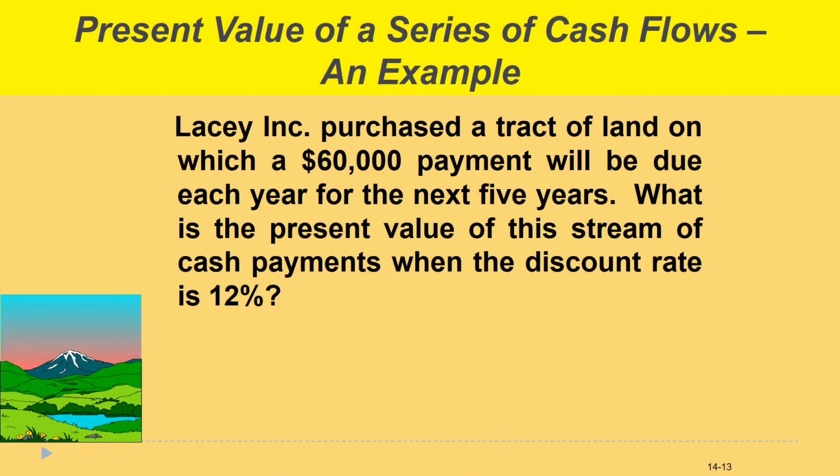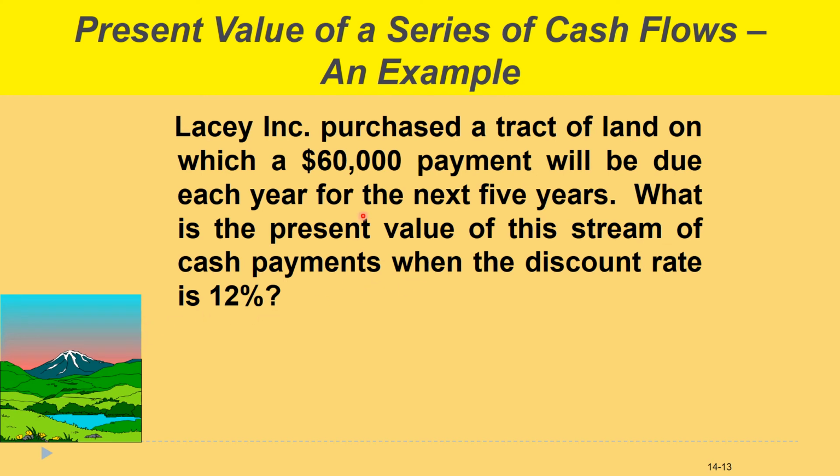So the present value of a series of cash flows, an example. We have Lacey Incorporated, which purchased a tract of land on which a $60,000 payment will be due every year for the next 5 years. What is the present value of the stream of cash payments when the discount rate is 12%?